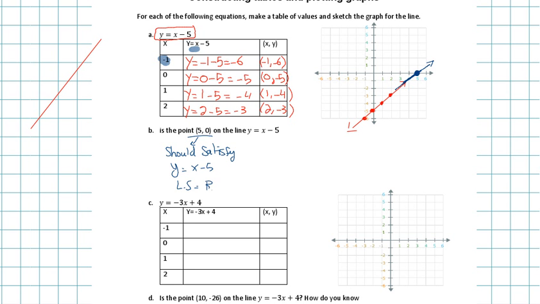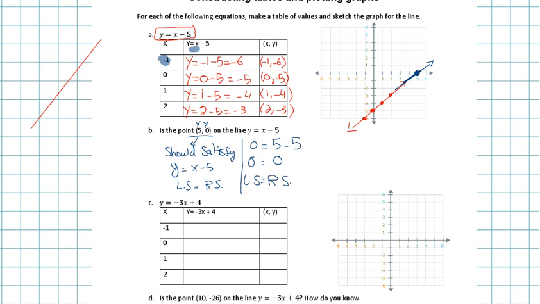Okay? So what letter does the 5 represent? X. And the 0 represents? Y. Good. So I'm going to plug them in here. Y is 0, equals 5 take away 5. 0 equals 5 take away 5, which is 0. Right? Left side equals right side. So that means the point is on the line.